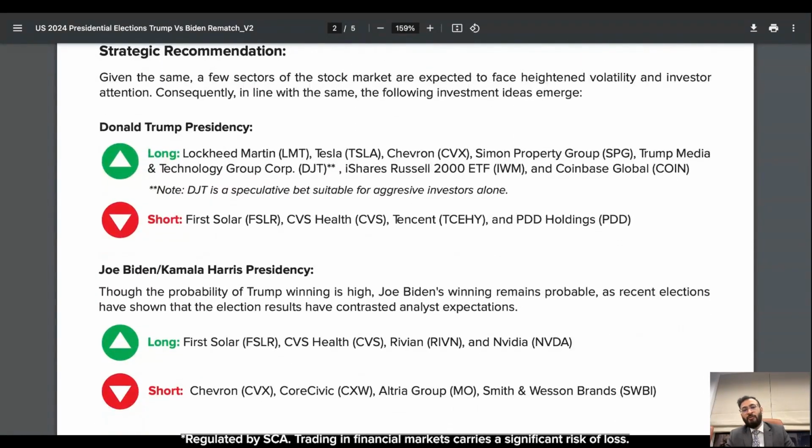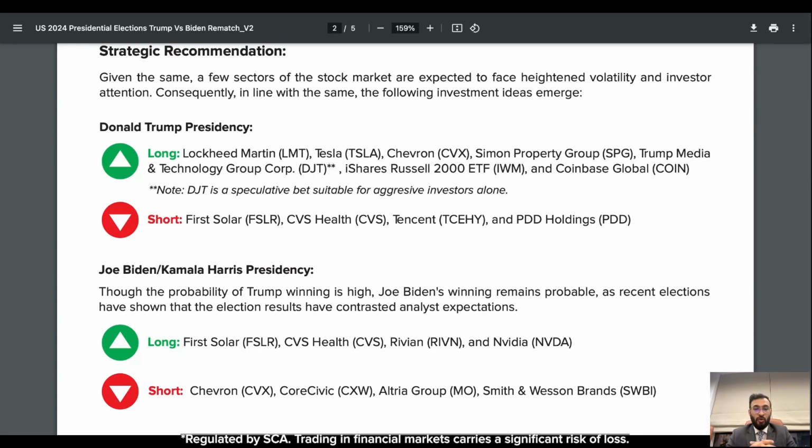Strategic recommendation. Now, where do we stand vis-a-vis understanding which stocks can get benefited? This is the most important part of the entire discussion over here. That given the same, a few sectors of the stock markets are expected to face volatility, right? Investor attention: if during Trump's presidency, which are the stocks which could get benefited?